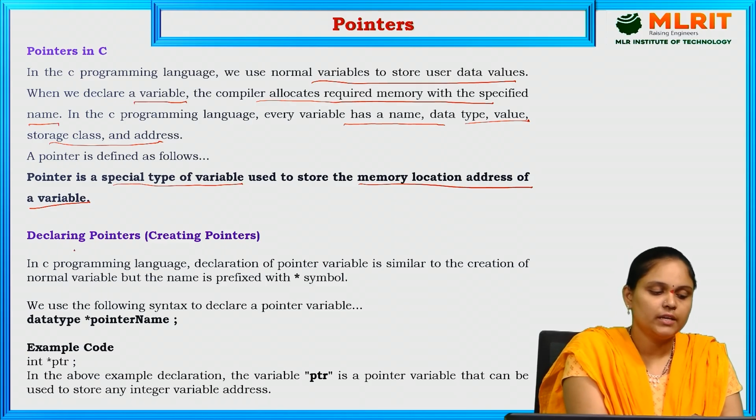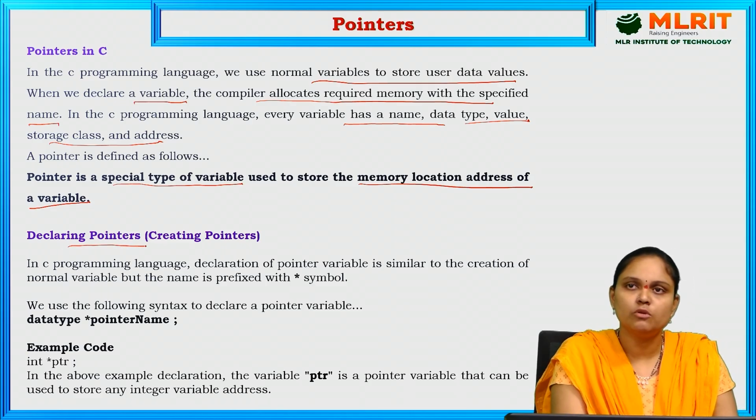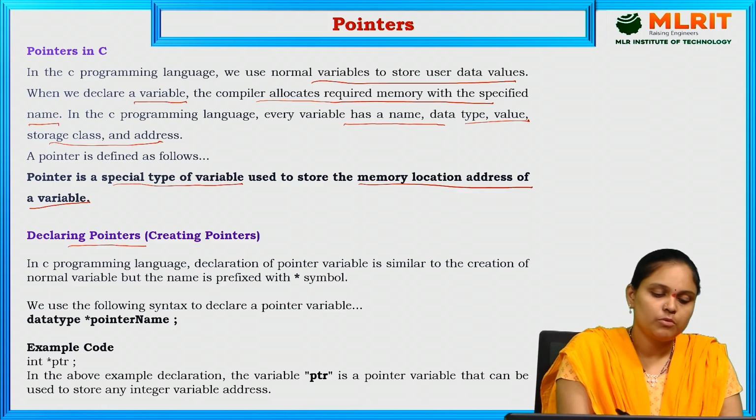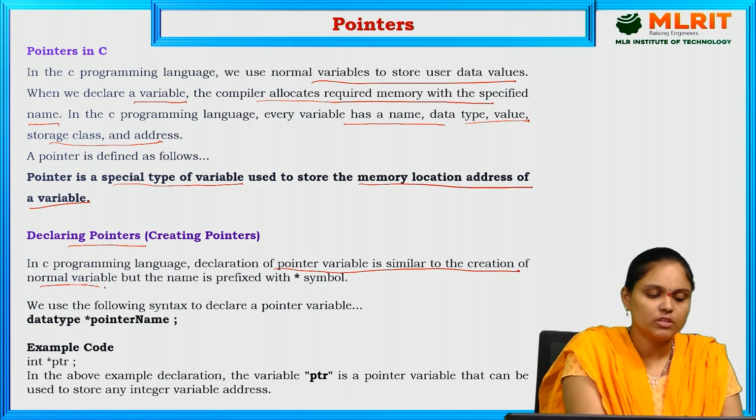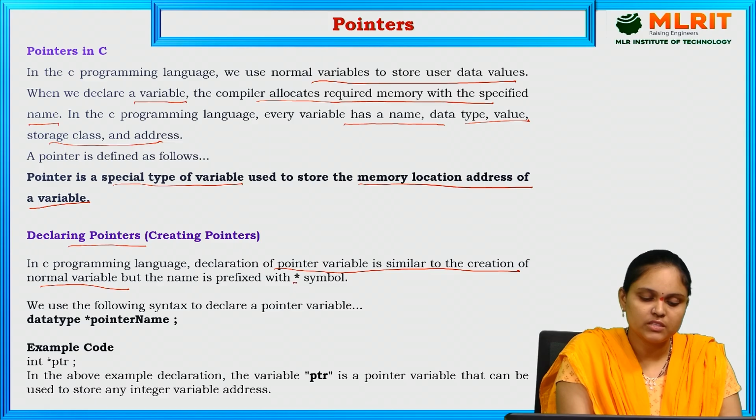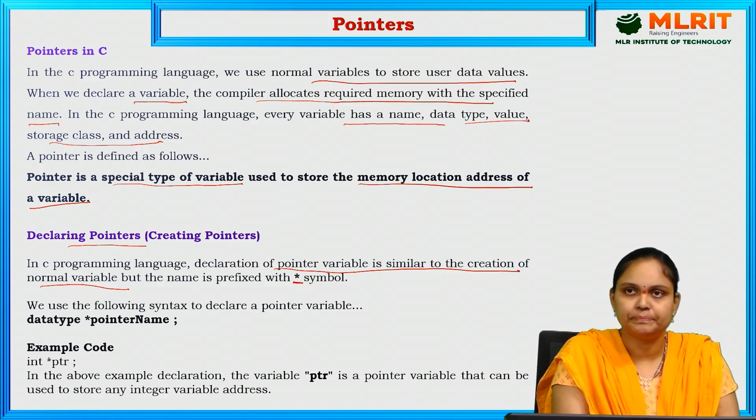And how do we declare a pointer? As we know, whatever new concept we are going to learn, we need to declare it first. We have declared variables, arrays, and functions, and coming to pointers also, we need to declare them. Then only can we make use of pointer variables. In C, the declaration of a pointer variable is similar to the creation of a normal variable, but the name is prefixed with the star symbol.